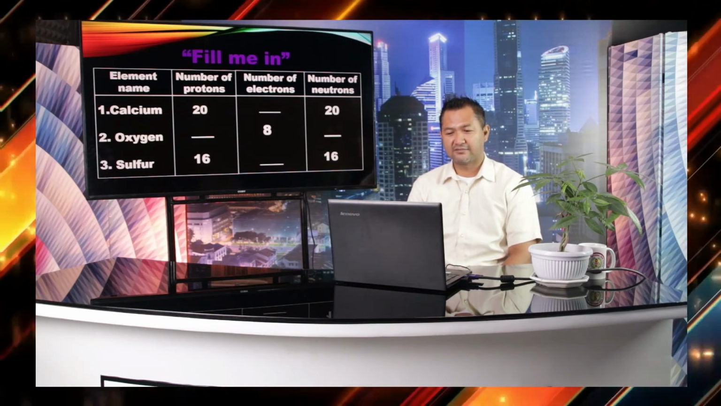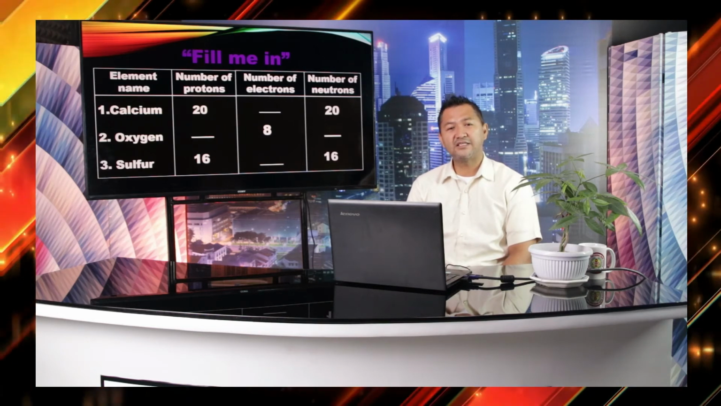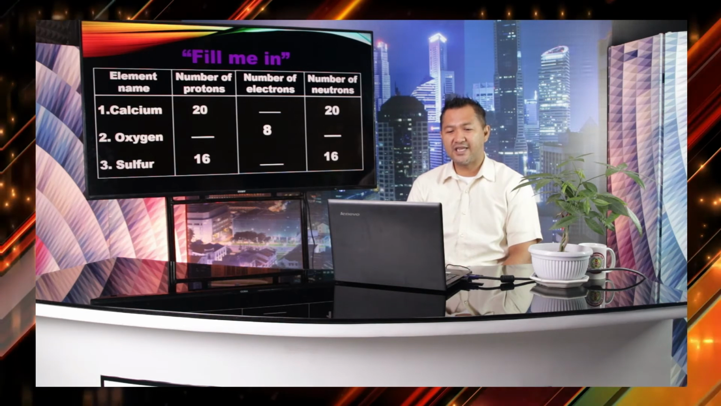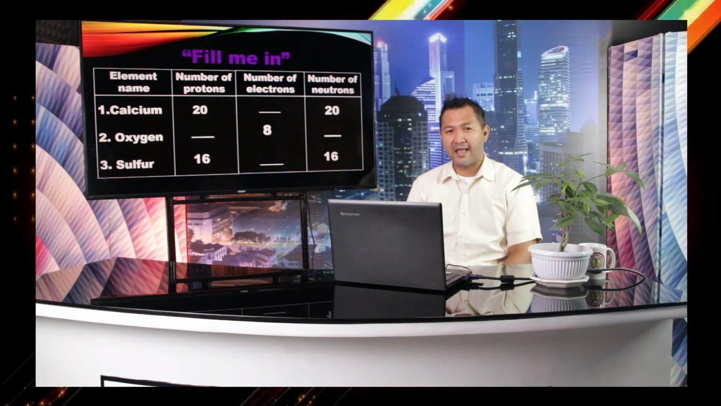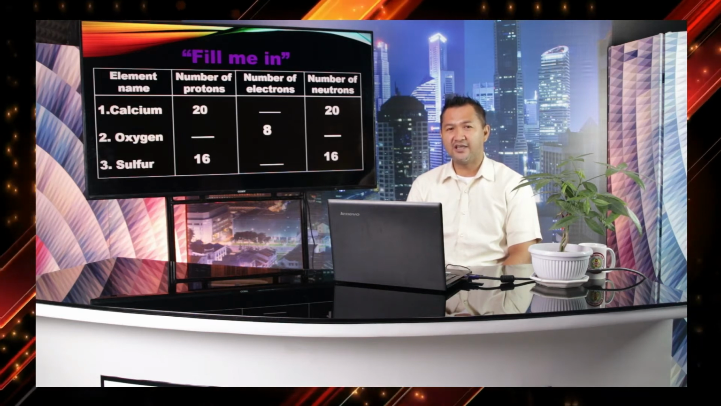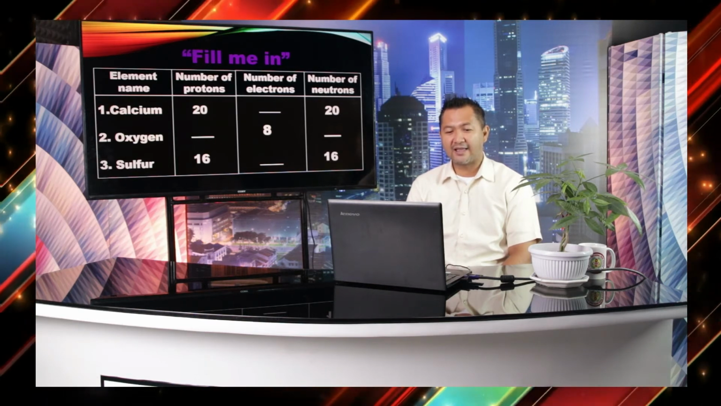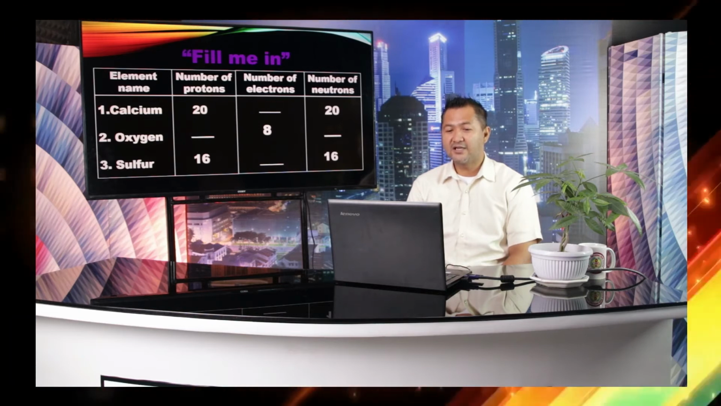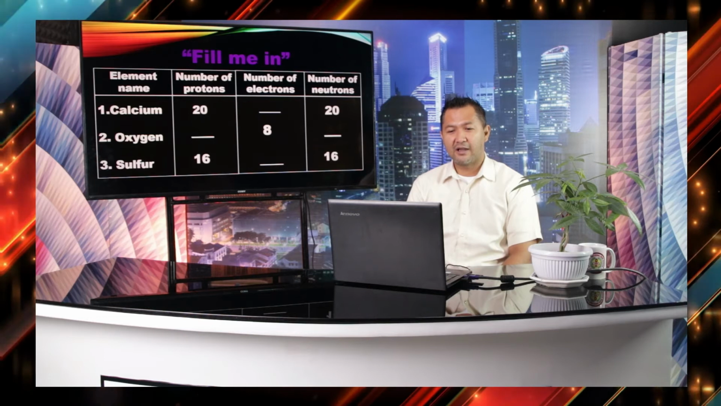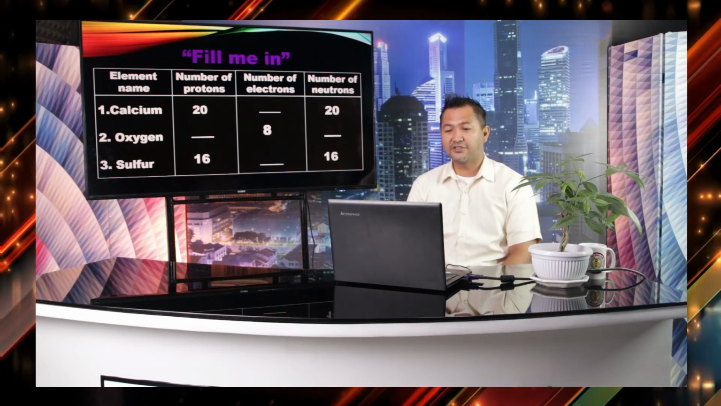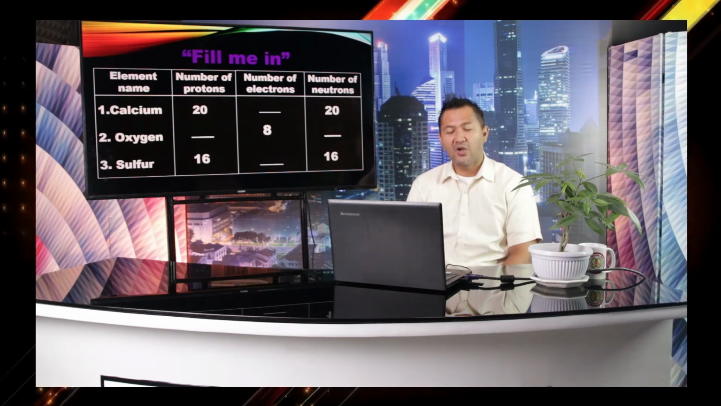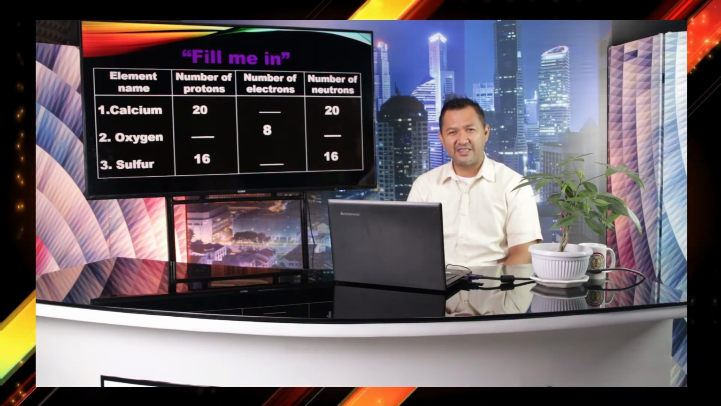Number 3. The element is sulfur with 16 protons, blank the number of electrons, and 16 neutrons. Your time starts now.